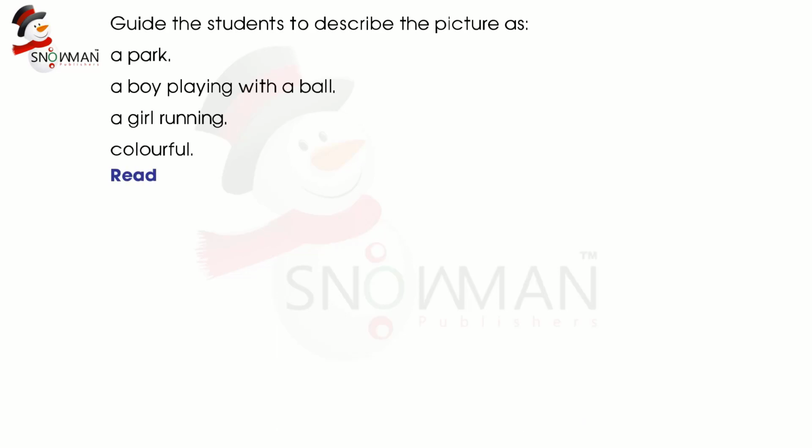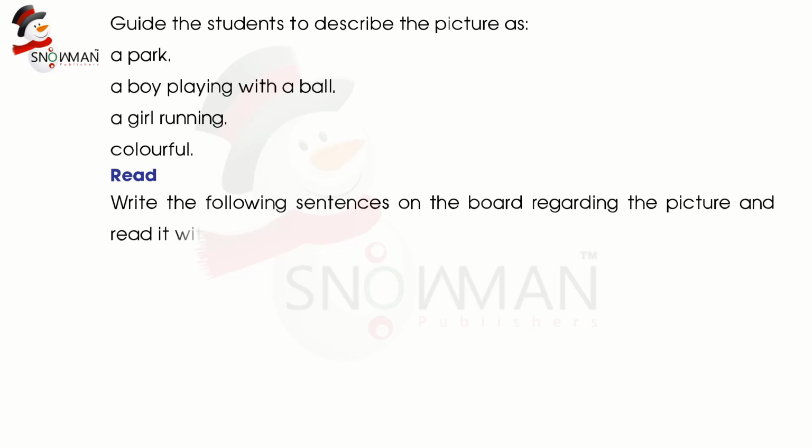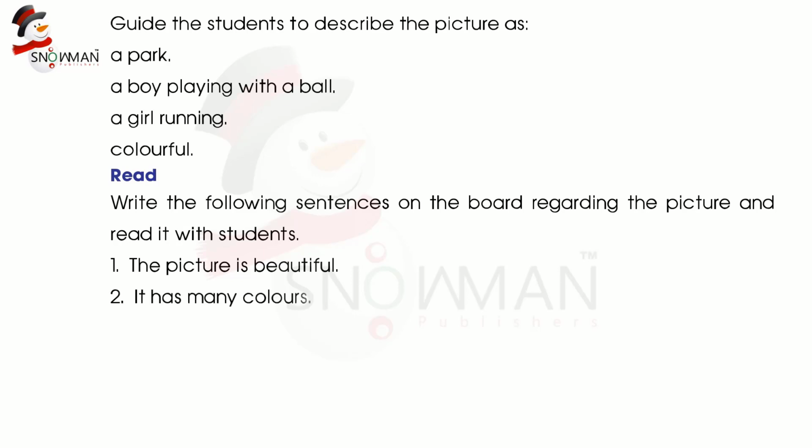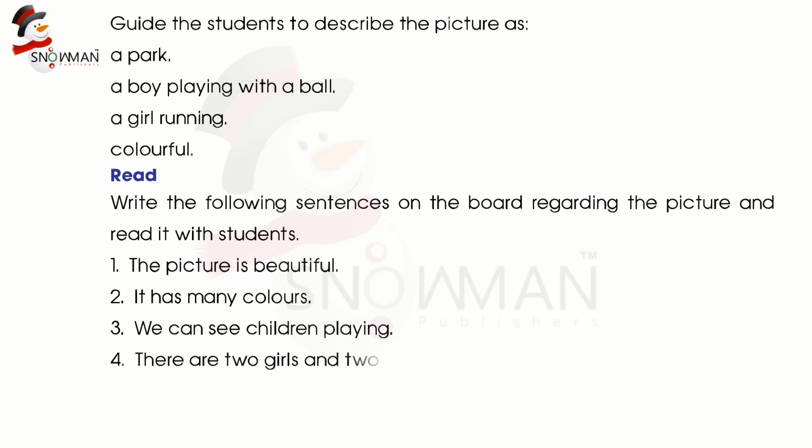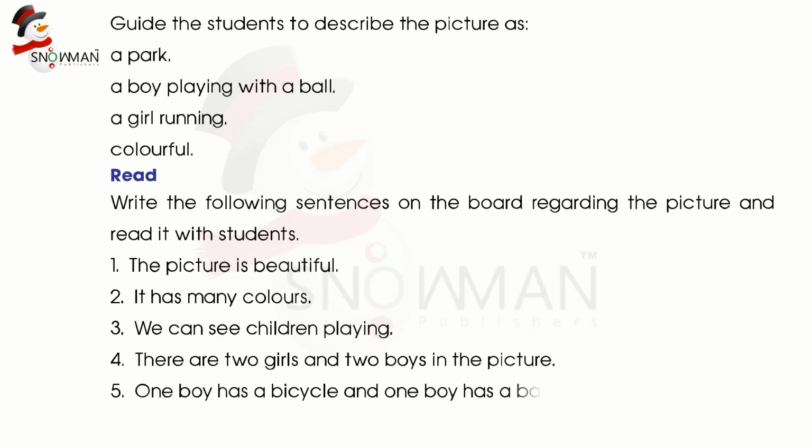Read. Write the following sentences on the board regarding the picture and read it with students. This picture is beautiful. It has many colors. We can see children playing. There are 2 girls and 2 boys in the picture. One boy has a bicycle and one boy has a ball. The 3rd boy is running. The girl is happy. They all are happy.